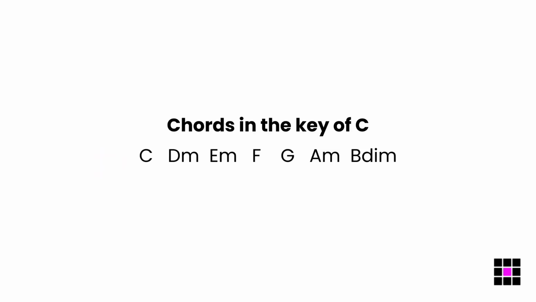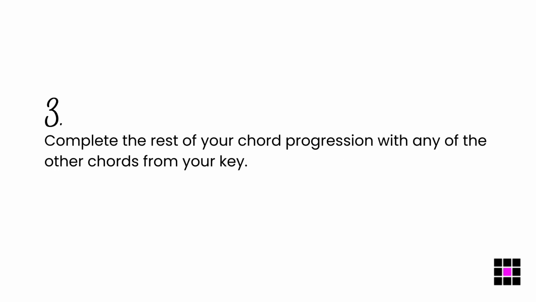Remember here that we're still working inside the key of C. So if, for example, you chose an A as your new tonal center, you would start your new chord progression with an A minor chord, not an A major, because A minor is the A we find in the key of C. Make sense? Complete the rest of your chord progression with any of the other chords in your chosen key, just like you did on day 2.